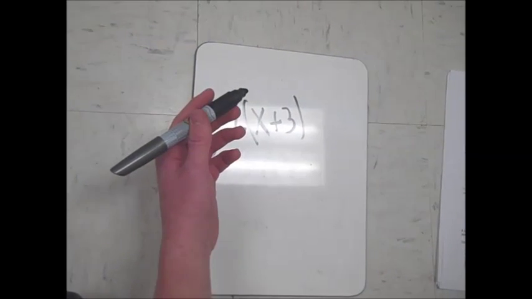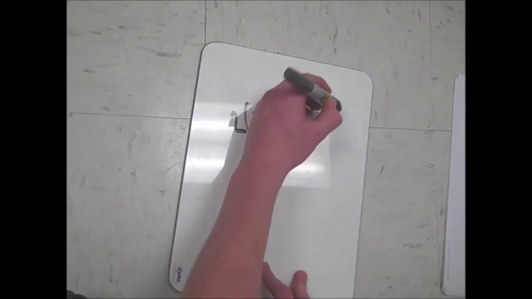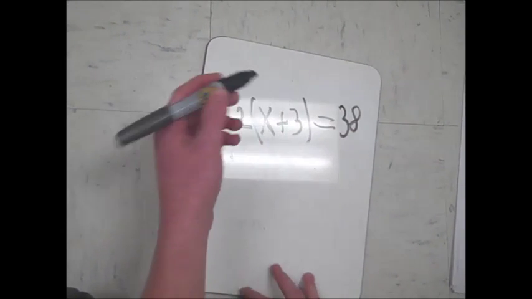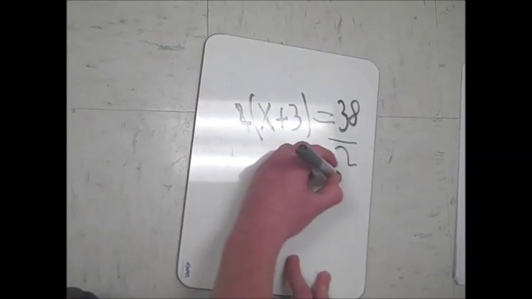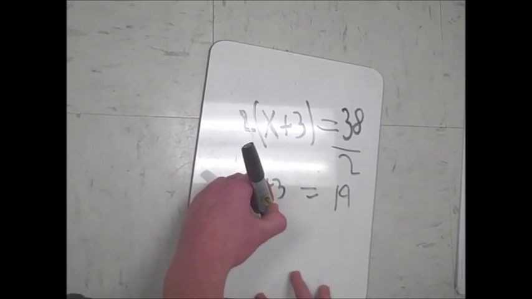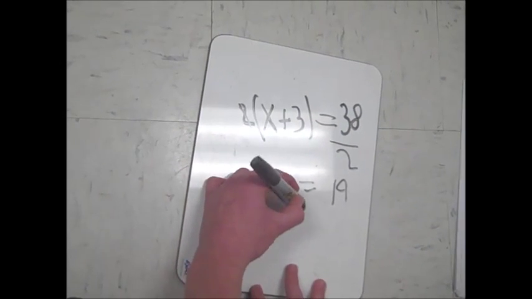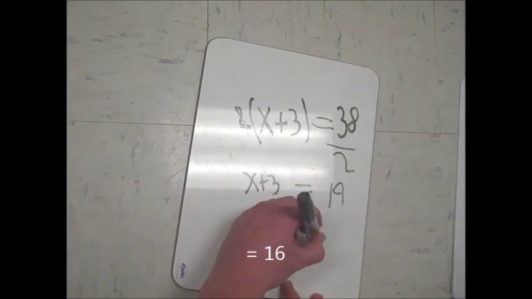And now, after that, you have the sales for the third year, which allows you to equal it to $38 million. What you do now is you divide it out, and you get 19 equals x plus 3. Subtract 3, and you have x equals 16. That is $16 million, which is A.